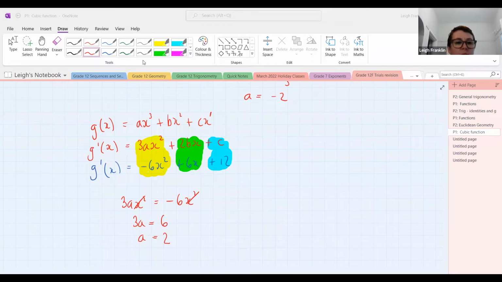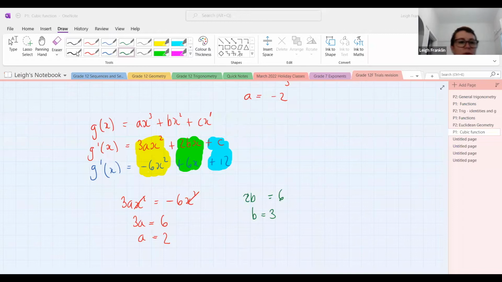I'm going to do the same thing with the middle term. I'm just going to write in green. So I'm going to make 2bx equal to 6x, but I don't have to write the x's. I can leave the x's off. I can just write 2b equals 6 because I'm equating those terms. And now I can divide both sides by 2, and b is going to be equal to 3.